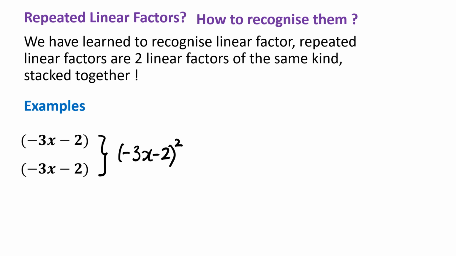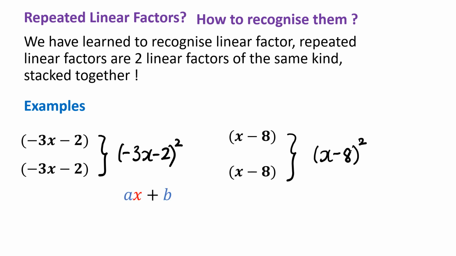It's of the same kind, twice of it, and you put them together, and it becomes something to the power 2. Let's have another example. If you have a linear factor x - 8 and another one of the same kind, you stack them together, and you will form (x - 8)^2. So (x - 8)^2 is a repeated linear factor. Supposing you have a generic form, ax + b, that is our linear factor we've learned in the earlier slide, and another of the same kind, stack them together, and that forms our repeated linear factor.